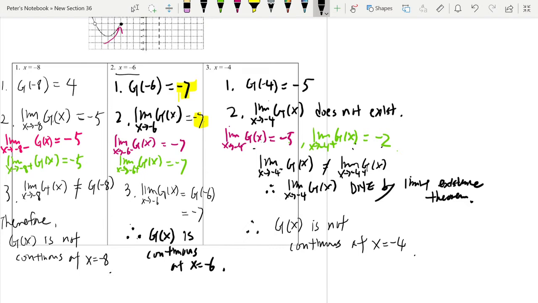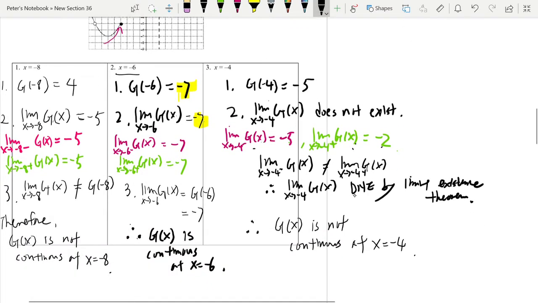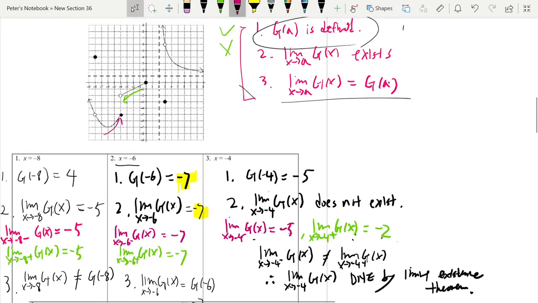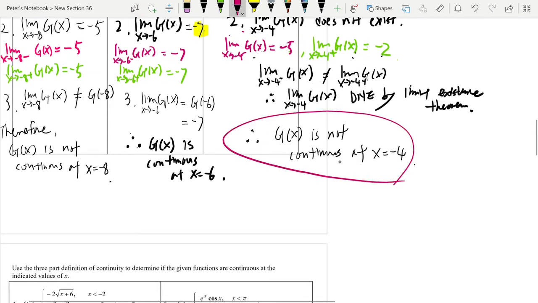Because if it fails one part of the definition, you cannot jump to that conclusion right away. So at this point, some of you might be asking, so Mr. Kim, do I really have to find g of -4 in this case? Do I have to see if it's defined? Can I just jump to number 2 and see that the limit does not exist, and make the conclusion here?